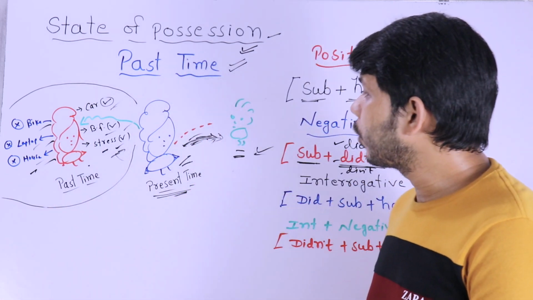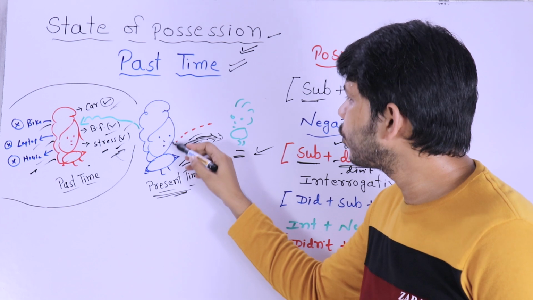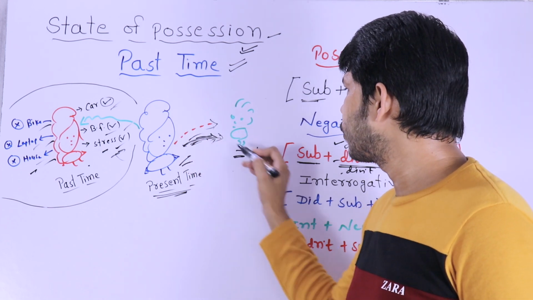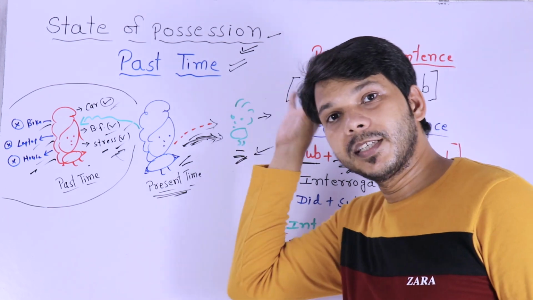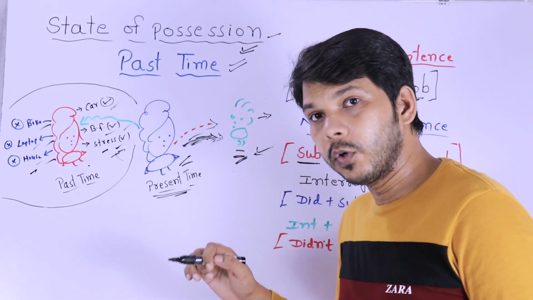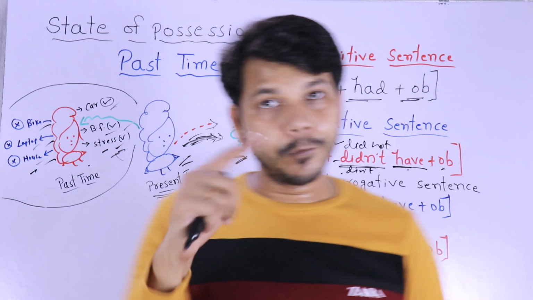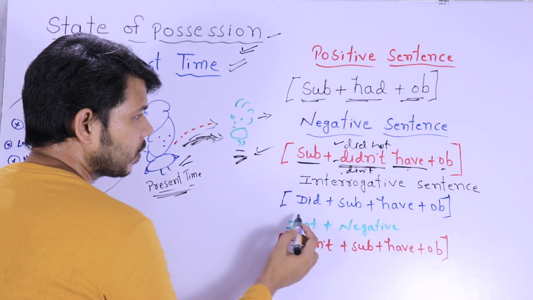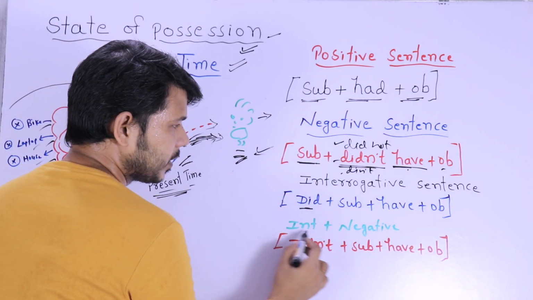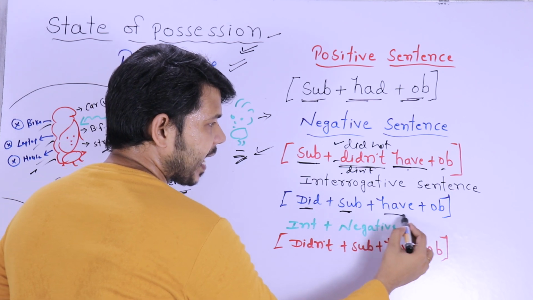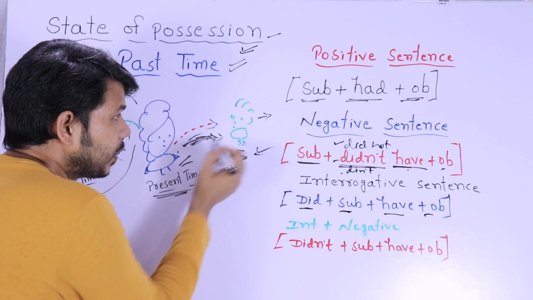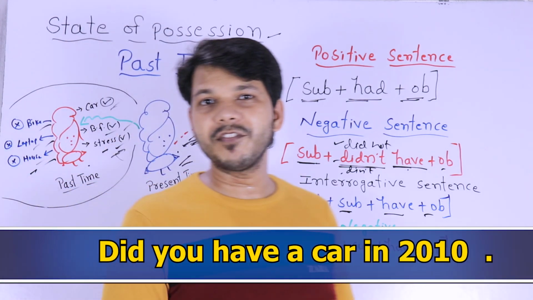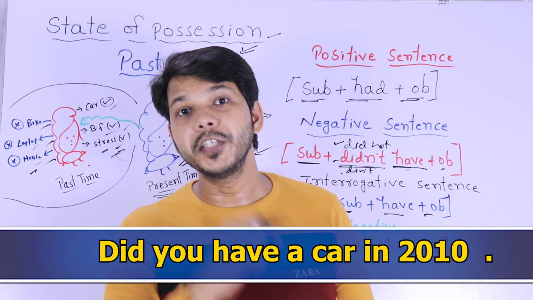Now if you talk about interrogative, if this girl has to ask a couple of questions to this guy about whether he had something or not in the past, if she wants to know either yes or no, then she has to start the question with did. Did plus subject plus have plus object. It means this girl will say, excuse me, you tell me, did you have a car in 2010? Did you have a car?